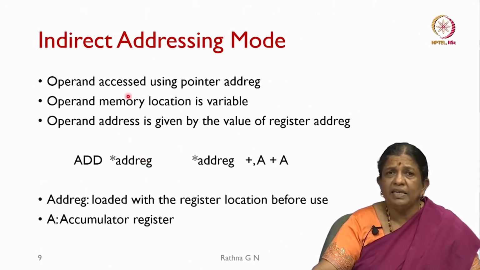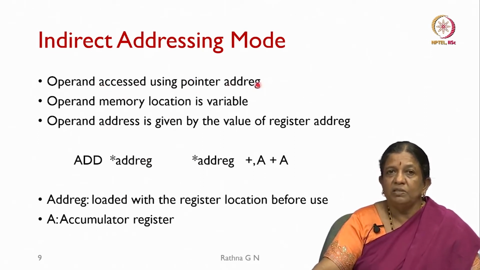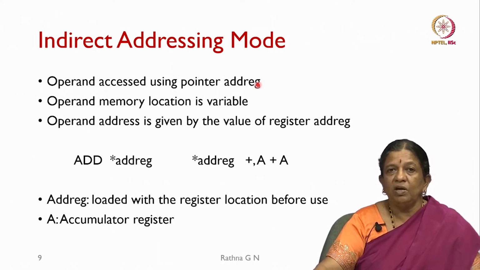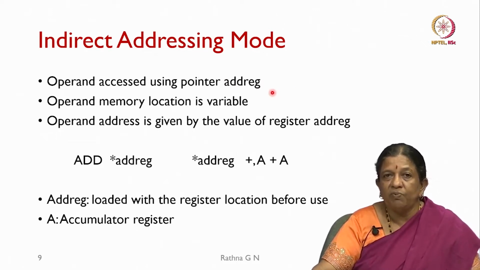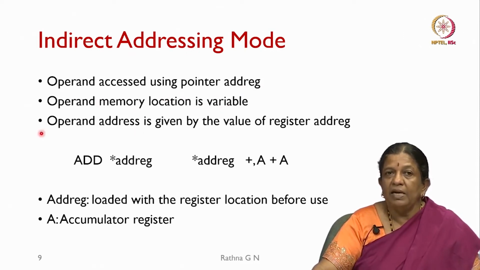And in the indirect addressing mode, we have to say that the operand is accessed using a pointer, ADD register, because all of our operations are continuous, that is sigma from 0 to n minus 1 times what we want to multiply and add. For that we should have a pointer so that I can access one after the other. So, the operand memory location is the variable in this case, and the operand address is given by the value of register ADD reg in this case.